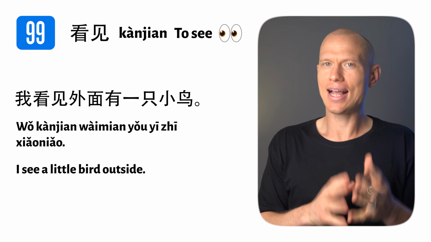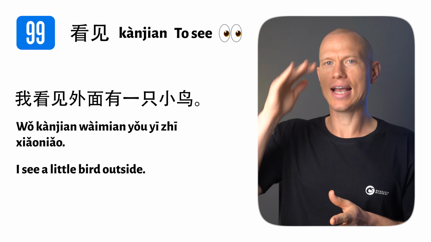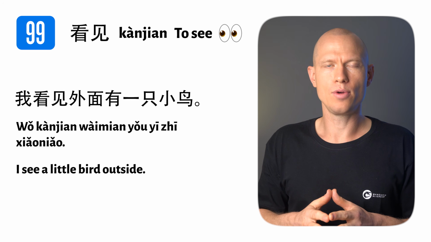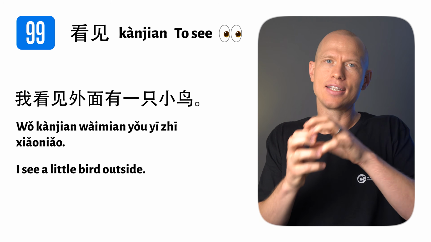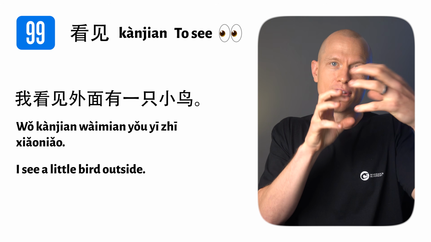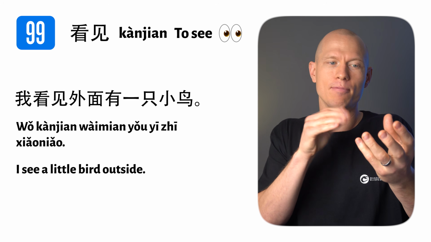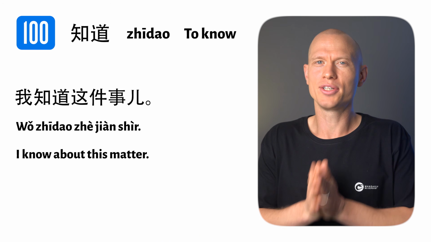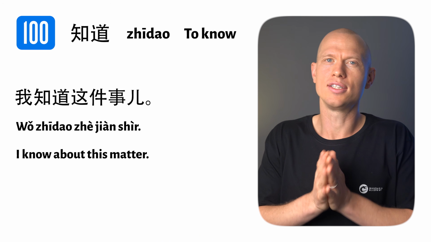So we talked about 看 earlier, very early in the video. 看 means to look, like 看书, look at a book, or look at something in a store. But 看见, it's like another result complement. It's saying, I saw it and I've laid my eyes on it officially. I'm focused on it. 看见一只小鸟. Finally, we have 知道, to know. 我知道这件事儿, or 我知道这件事情.